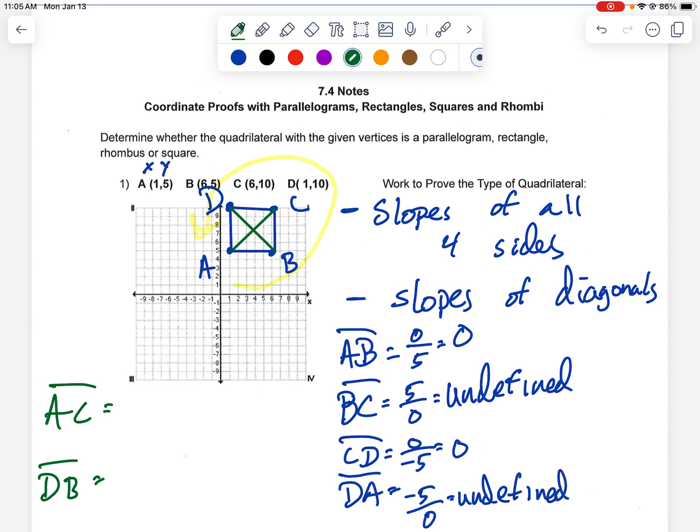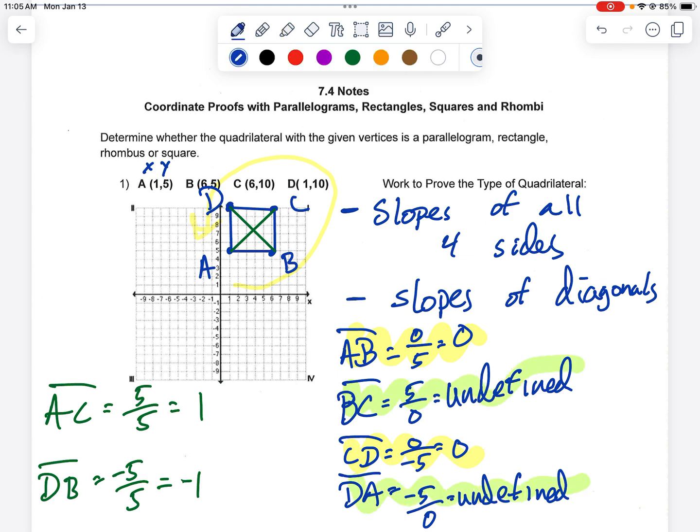We'll talk about the relationship in a second. A to C, the slope from A to C is what? Up 5, right 5. And D to B, down 5, right 5. Okay. Well, let's go back to the slopes of these sides. You notice that number one, first of all, these are the same, and these are the same.